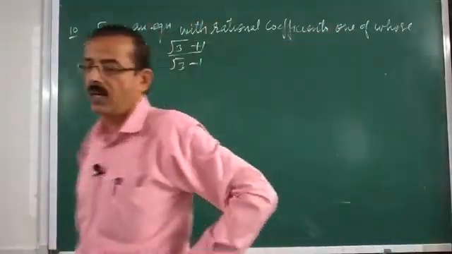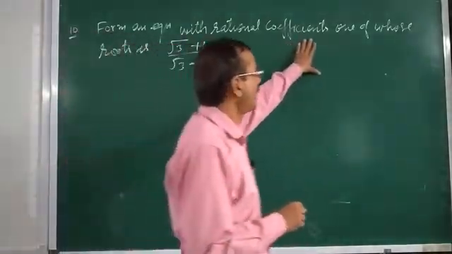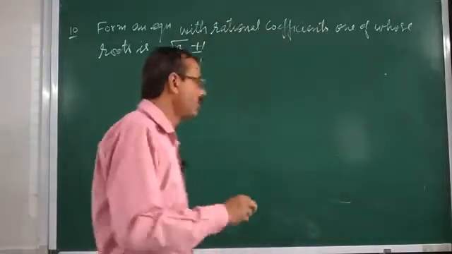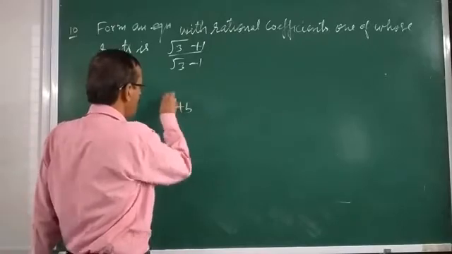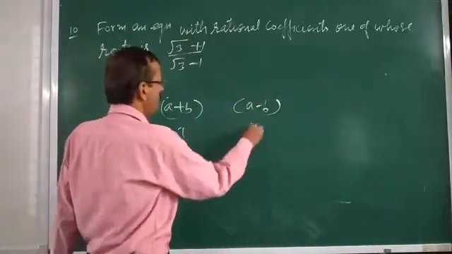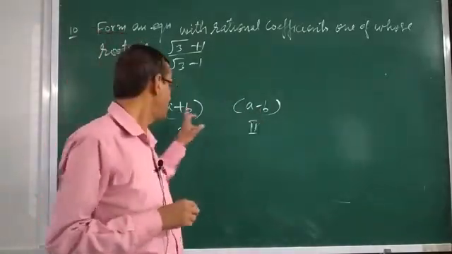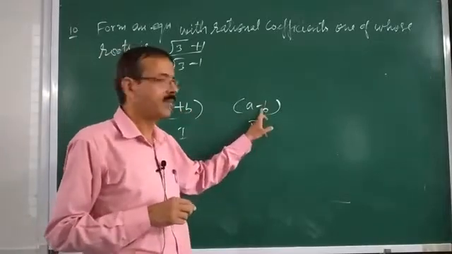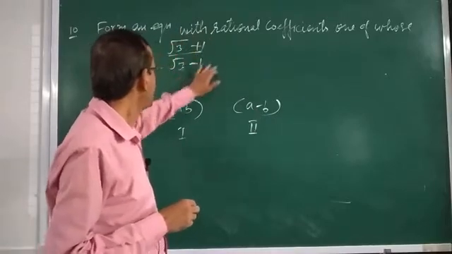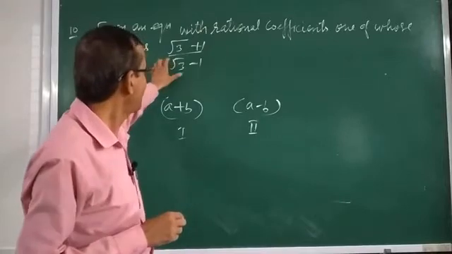One thing more you should know about that. If having rational coefficients, if one root is a plus b, then the second will be a minus b, just the opposite of this sign, the conjugate of this sign. If it is plus, it will be minus. If it is minus, it will be plus. So first we have to convert this, you have to change this into this form, that means rationalize the denominator.